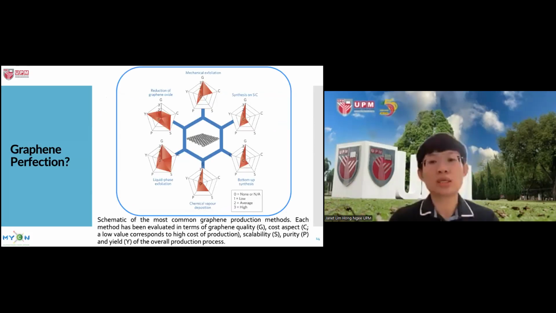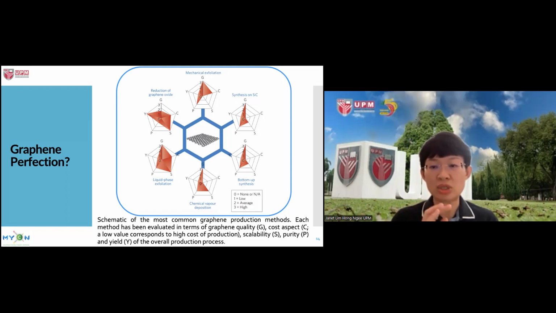So if you look at the spider web graph here, in order to achieve graphene perfection, you will have to understand the method of synthesizing or preparing or producing graphene. So these are the 6 methods that are widely used by researchers, such as the reduction of graphene oxide, mechanical exfoliation, synthesis on silicon carbide, bottom-up synthesis, chemical vapor, and also liquid phase exfoliation.